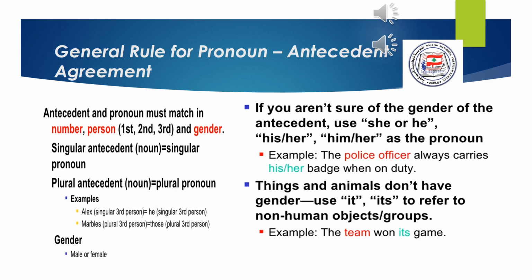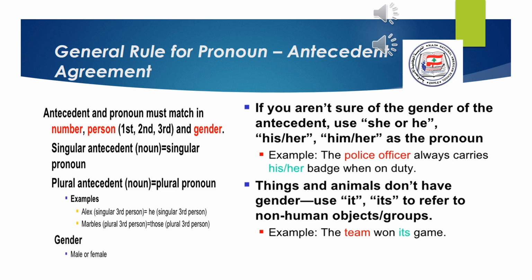If you aren't sure of the gender of the antecedent, use she or he, his or her, him or her as pronouns. Example, the police officer always carries his or her badge when on duty. Since we are not sure of the gender of the police officer, we used his or her.